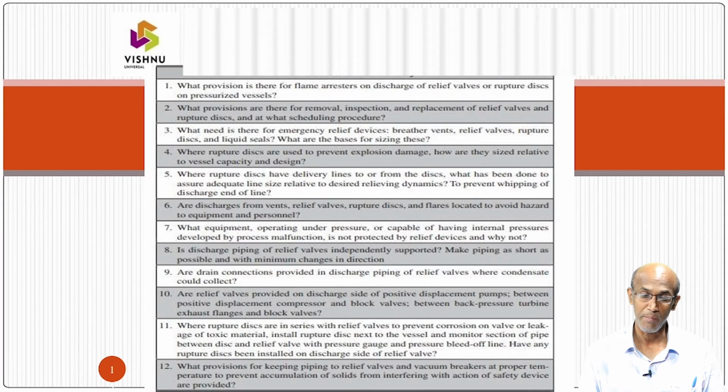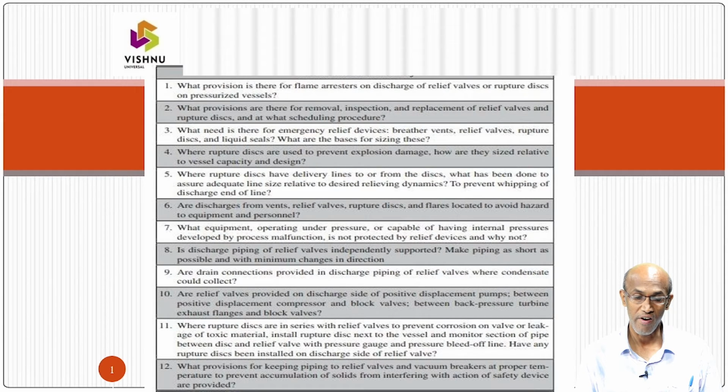Is discharge piping of relief valves independently supported? Make piping as short as possible and with minimal changes in direction. Are drain connections provided in discharge piping of relief valves where condensate could collect? Are relief valves provided on the discharge side of the positive displacement pumps, between the positive displacement compressor and block valves, and between the back pressure turbine exhaust flanges and block valves?